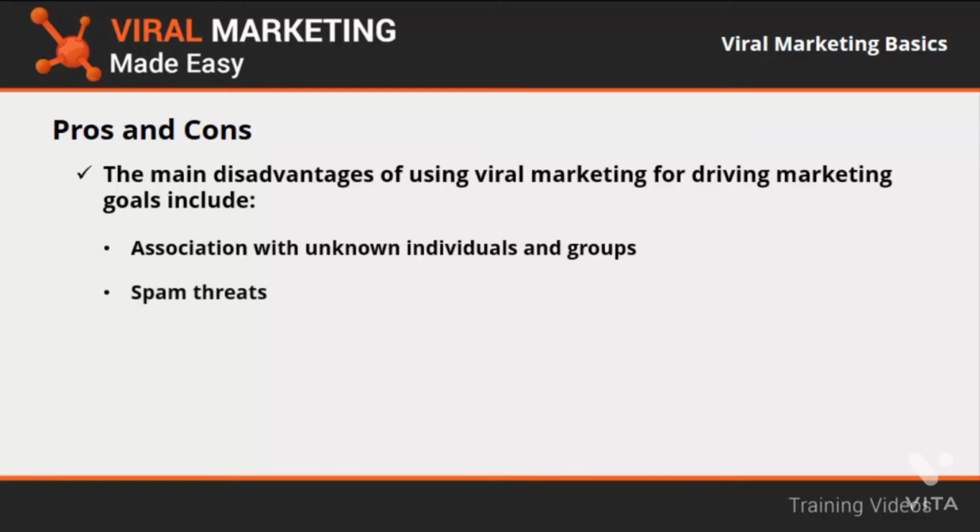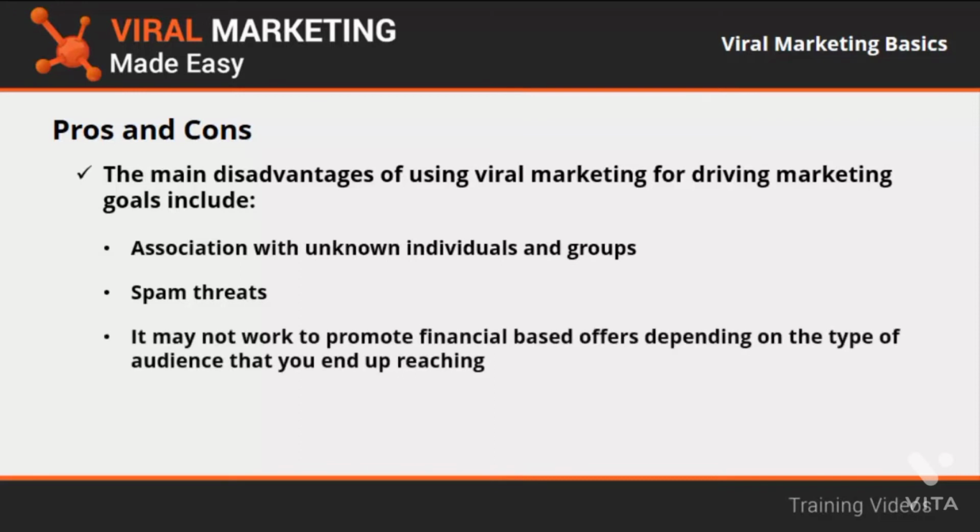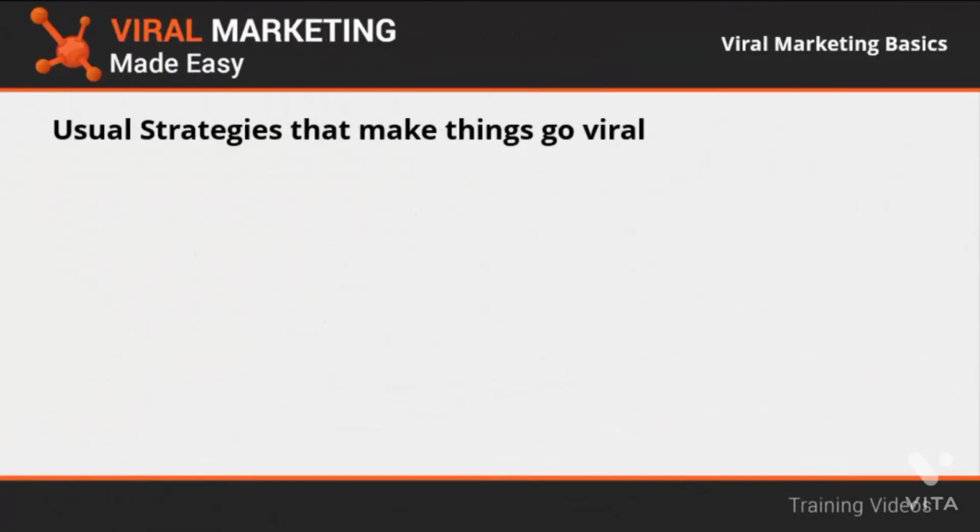Spam threats. Viral marketing can lead to two forms of spam issues when not correctly planned. Your campaign will either come up as a spamming campaign, or you might become the target of spammers and unsolicited contacts. And it may not work to promote financial-based offers depending on the type of audience that you end up reaching.